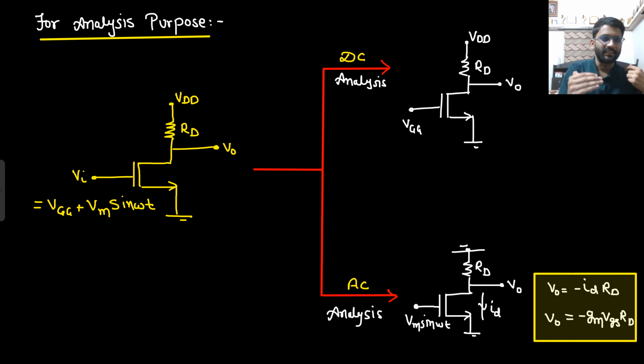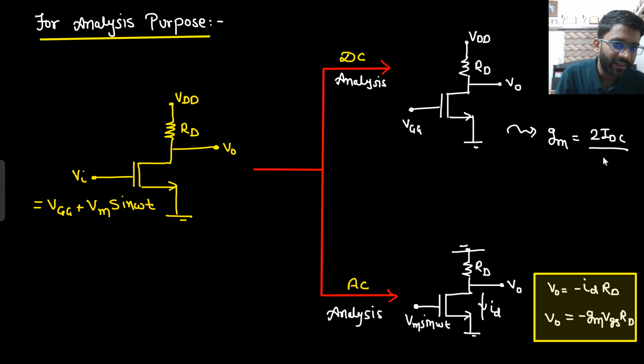First you will do the DC analysis. After doing the DC analysis, what you will get to know? You will get to know the value of GM, because what is GM? GM is 2 IDC divided by VGG minus VT. So from here you will get to know GM, and then you will do the AC analysis.